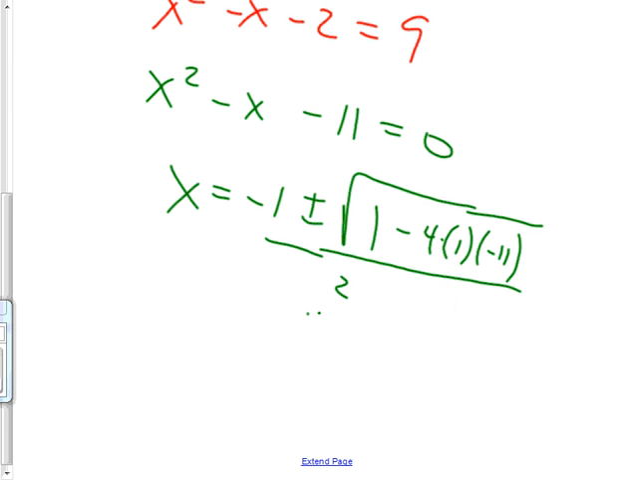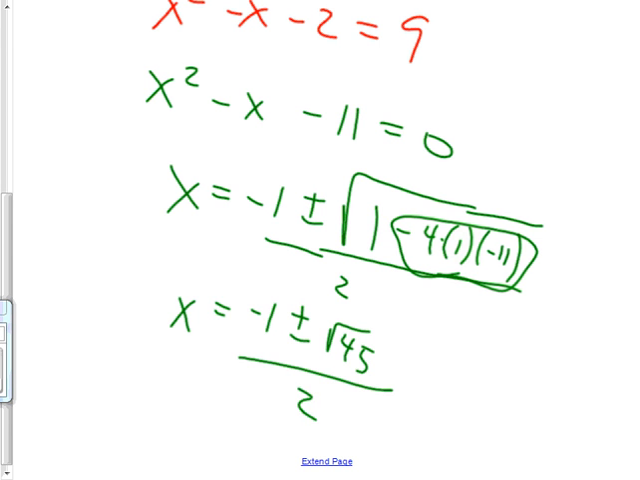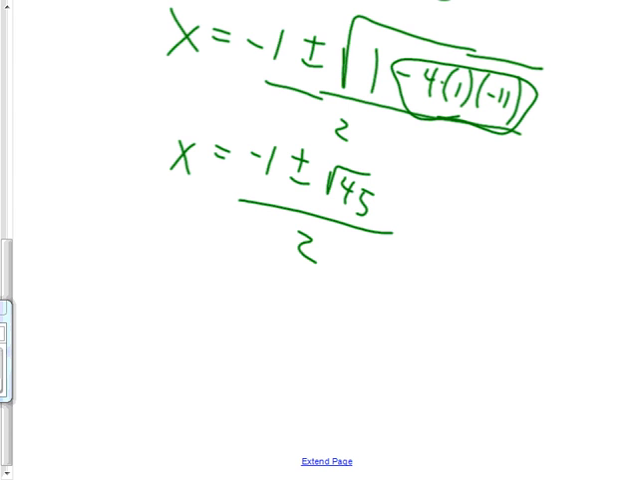So, this part right here is positive 44, and 1 makes 45. X equals negative 1 plus or minus the square root of 45 all over 2. Now, can I get it further? Yeah, 45 turns into root 9 and root 5, and that's really 3 root 5.